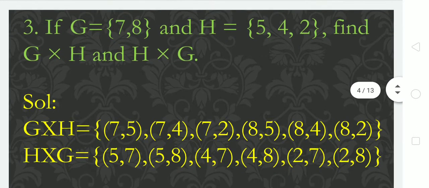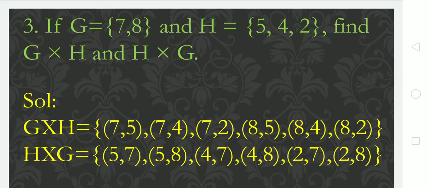If G is equal to {7, 8} and H is equal to {5, 4, 2}, these are the two sets. Find G cross H and H cross G. So G cross H will be (7,5), (7,4), (7,2), (8,5), (8,4), (8,2). All these are the ordered pairs. H cross G will be (5,7), (5,8), (4,7), (4,8), (2,7), (2,8).